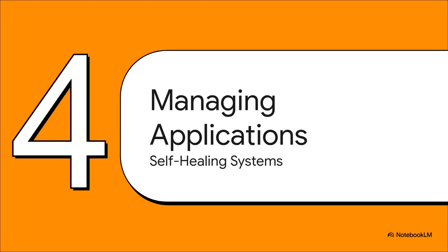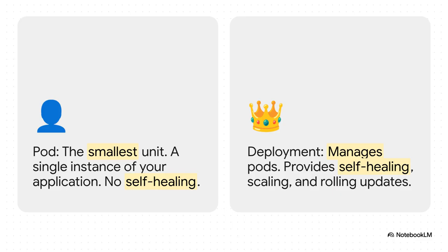All right, so we've got our cluster, we know the pieces. But in the real world, we don't just want to run one single temporary pod. We need a real, robust application that can survive anything. So how does Kubernetes do that? This is where we meet the deployment.